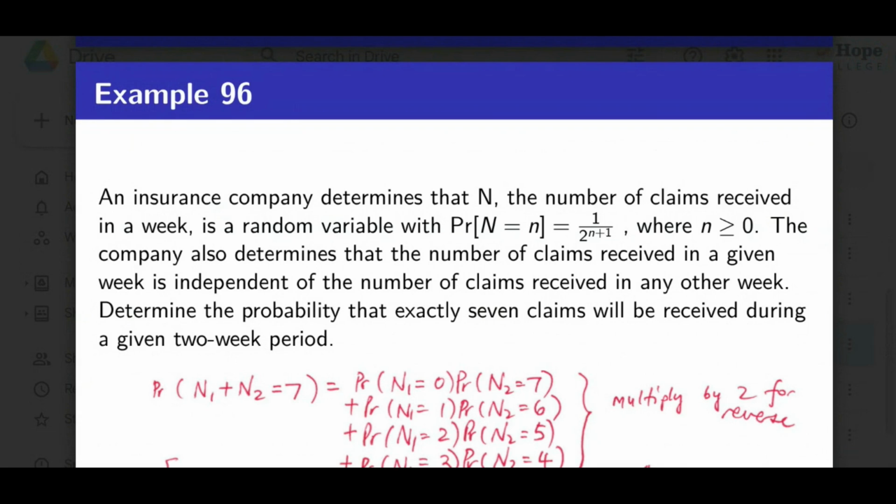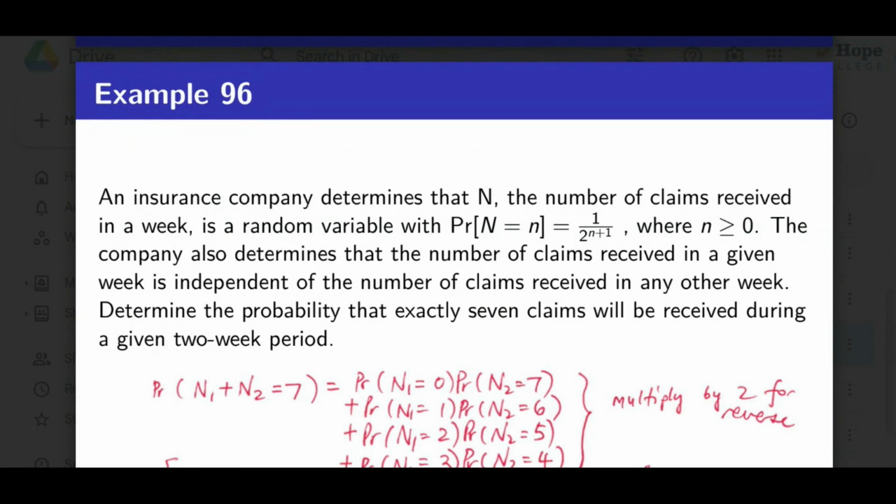So I included this example because it's important. This example is there to show you that sometimes, although we seem to talk about just 1 week, feel free to create your own random variables for other weeks. Because the hint is that the number of claims in a week is independent of the claims received in any other week. So you feel free to create this as the number of claims in week 1, this as the number of claims in week 2. And we want to know the probability that over 2 weeks, the total is 7.